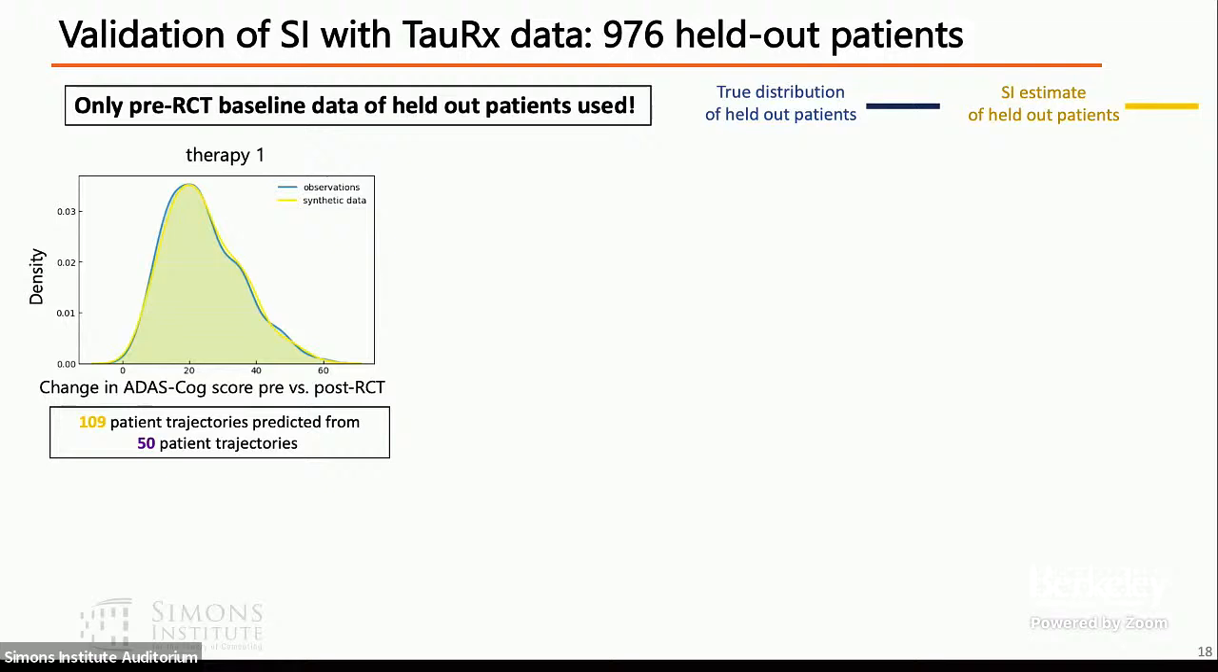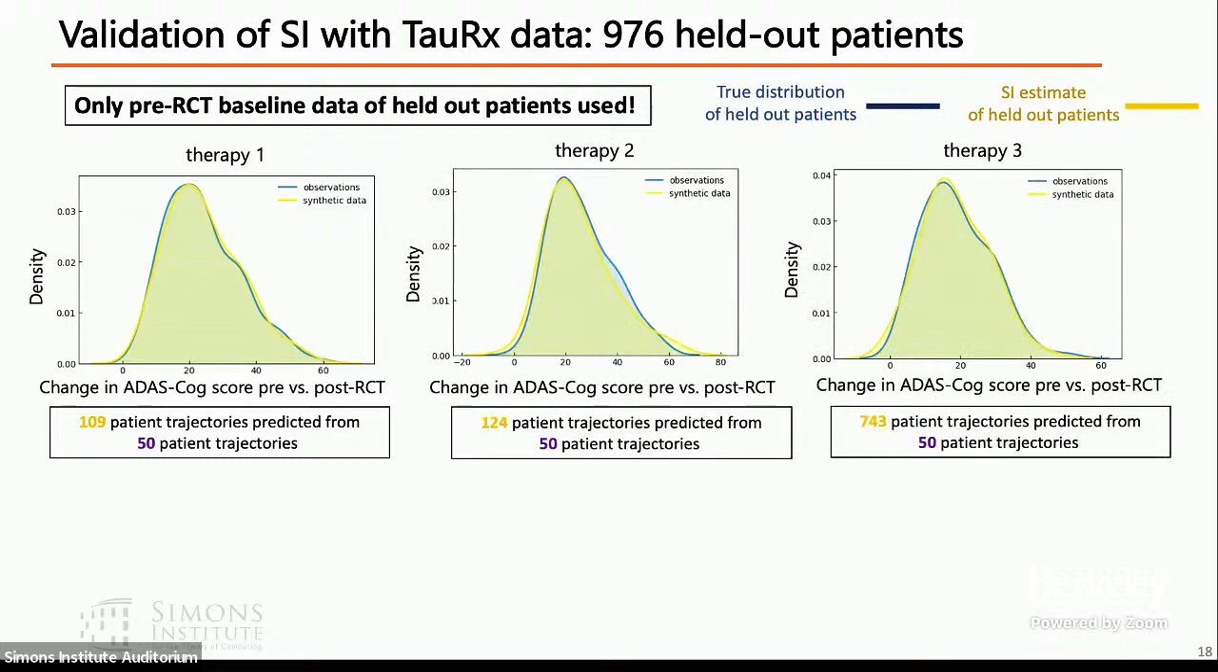So in blue here is the true distribution of these patients. What I'm plotting here is the change in the ADAS-COG score pre versus post-RCT. That's what the FDA cares about. And the yellow is what is being produced by synthetic interventions. So what you want is the blue and the yellow to be on top of each other. At least that's visually what you're seeing. I'll quantify that in a second. I repeated this process with therapy 2 and therapy 3, where we held out the data of 124 patients and 743 patients. And again, you can see the blue and yellow are relatively close to each other.